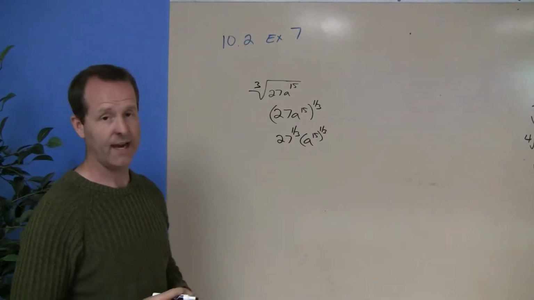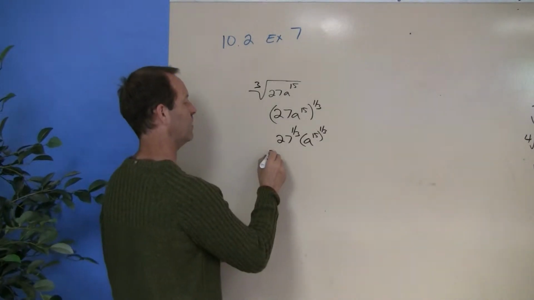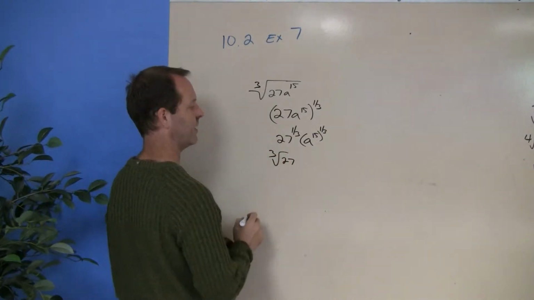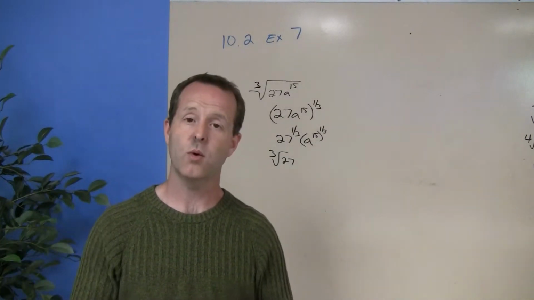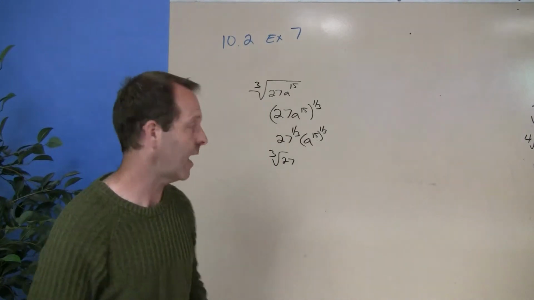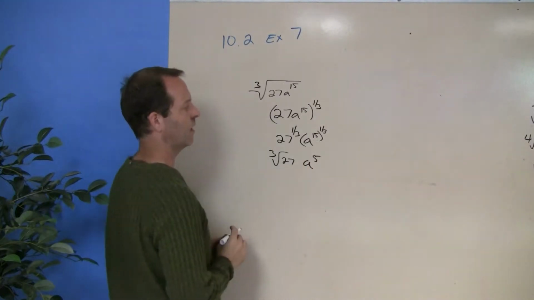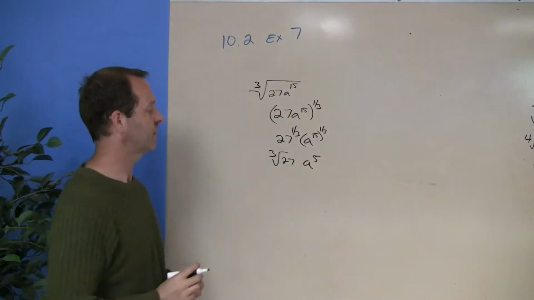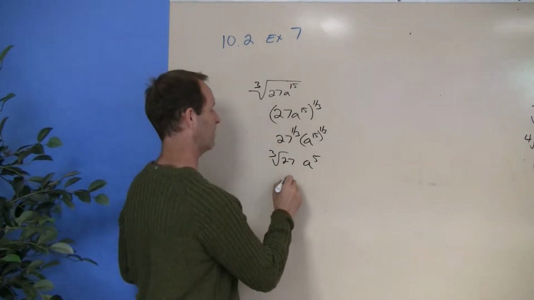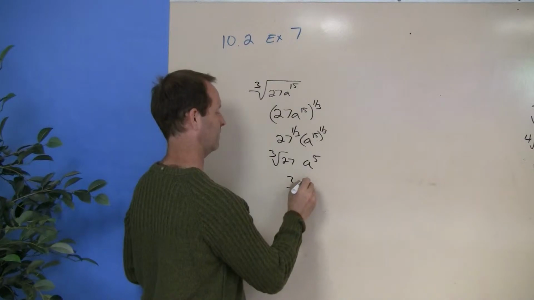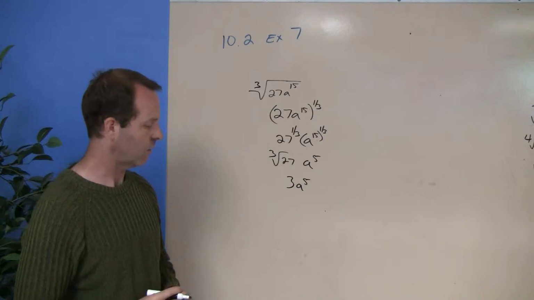27 to the 1/3, I can't reduce that down, but I can change that back to radical world. So that becomes the cube root of 27. The a to the 15th to the 1/3. Remember how you deal with an exponent to an exponent? You multiply. So 15 times a third, that becomes 15 over 3, which is 5, a to the 5th. So now I have the cube root of 27, which is 3, a to the 5th. And that is reduced as far as I can go.